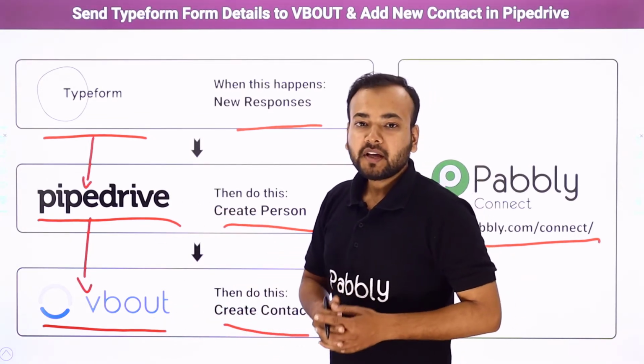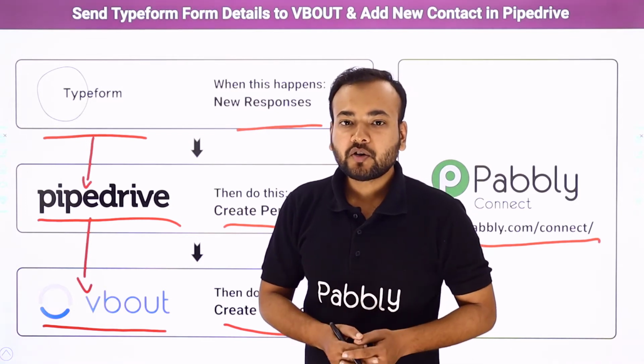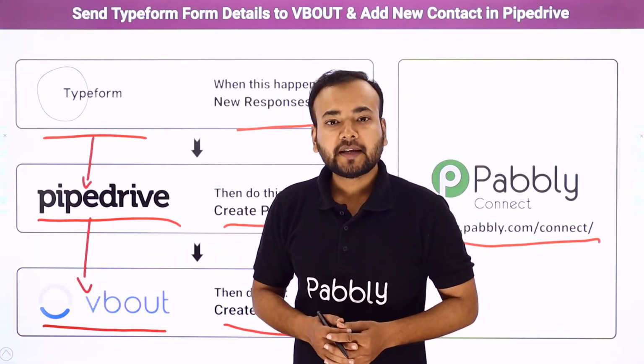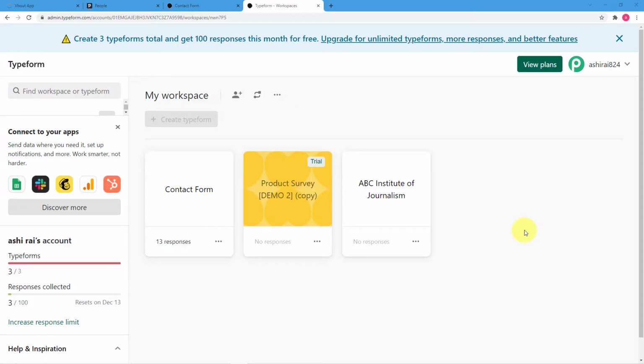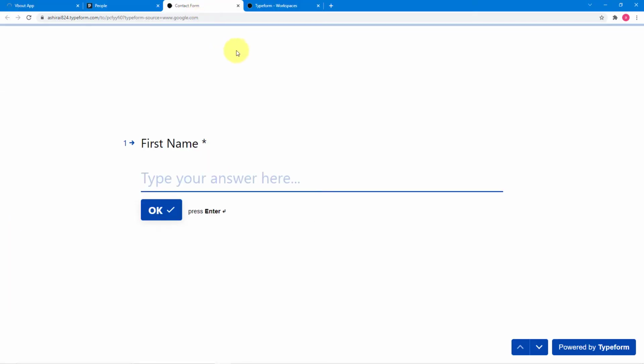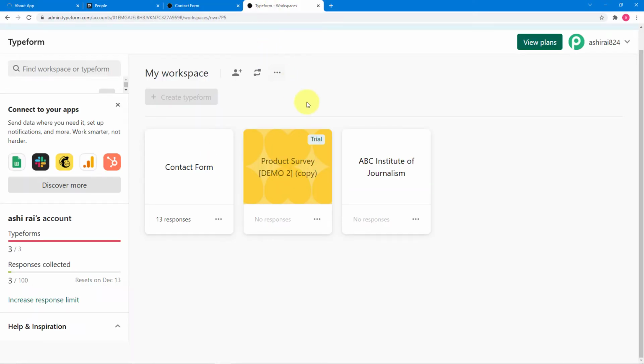Now let me give you a demo on my screen of how this automation or connection between these applications is going to work in real time. So guys, this is my computer screen, and here you can see I'm in my Typeform application. Here I have created these forms, a product survey form and a contact form. You can create many types of forms here, and I have created this contact form, and we can attach this form in the contact us section of our business page or website.